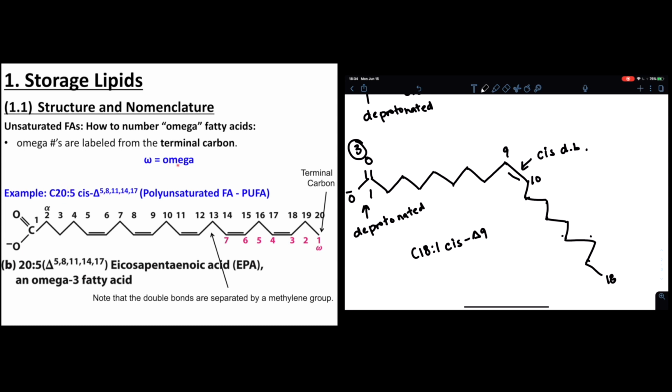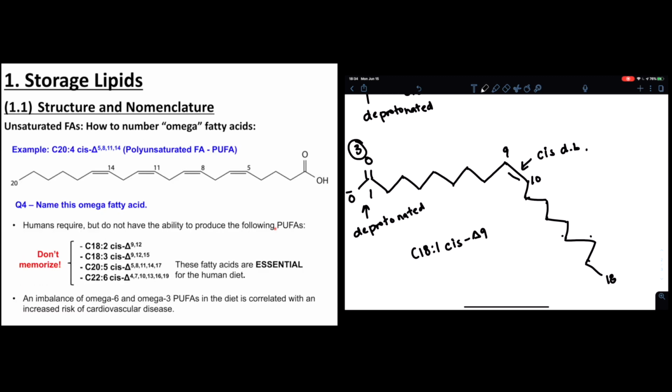But when we use omega, it just tells us where the first double bond is compared to the terminal end. It doesn't tell us the locations of other double bonds. So this is just called an omega-3 fatty acid, but we know the actual name is quite longer for the CN:(X) notation. So let's do another example.